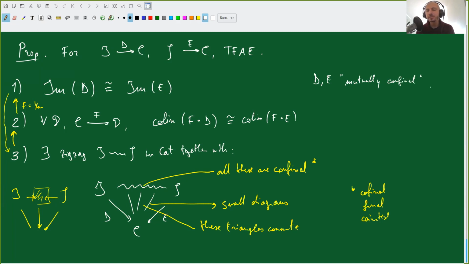It's clearly an equivalence relation. And this generalizes the idea of cofinal functor, generalizes the theory. But not only that, it also generalizes the idea of absolute colimit. So what is an absolute colimit? It is a colimit preserved by any functor.